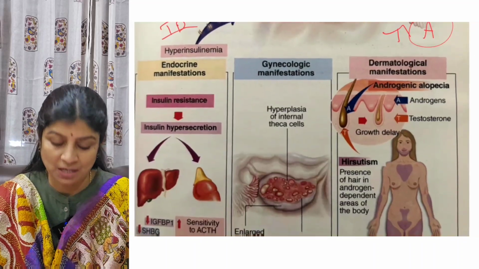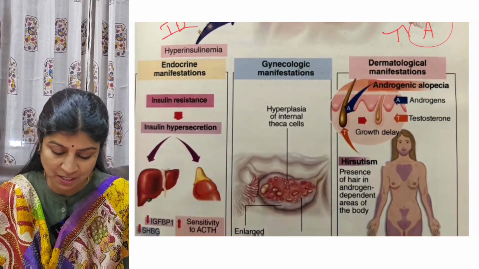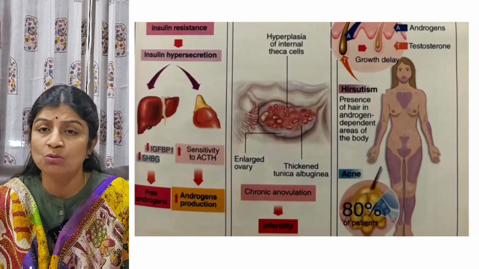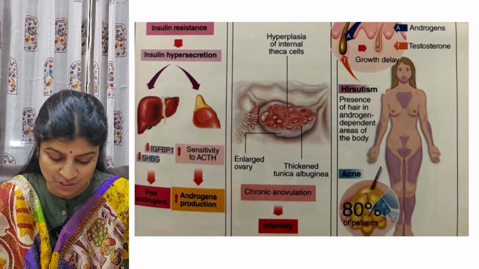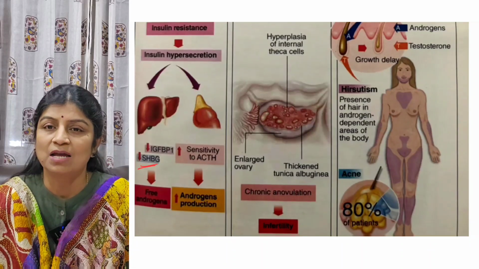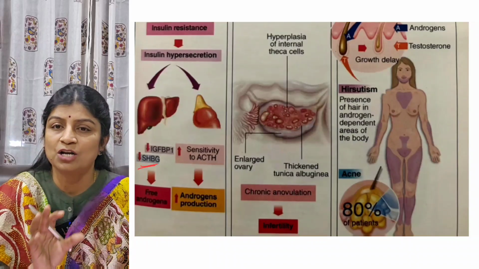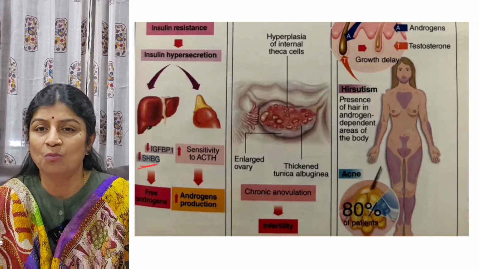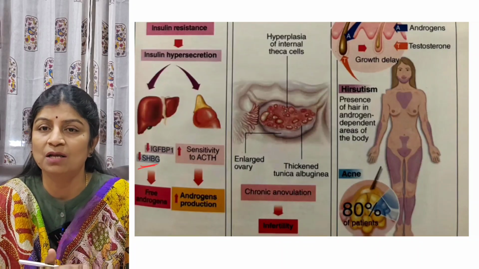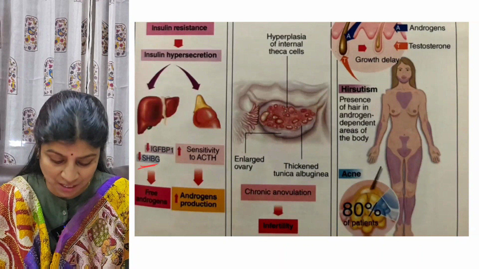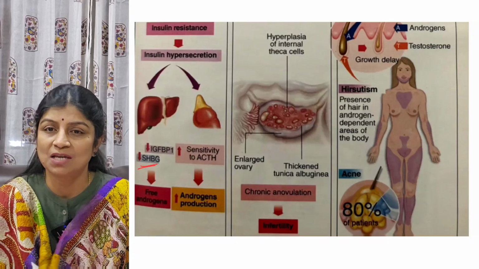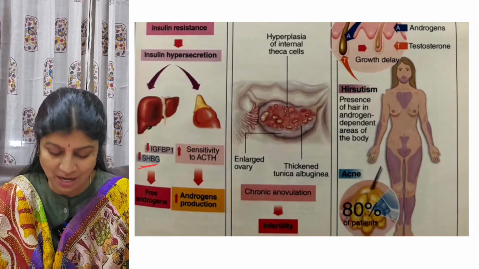Initially, there will be insulin resistance and insulin hypersecretion. This insulin increases the androgens by reducing the SHBG. What is SHBG? It is the sex hormone binding globulin, and its production is reduced. Normally the ratio of the binding globulin to the hormone is 1:1, but here the SHBG, the globular protein which binds to testosterone, is reduced. That is one more mechanism that we see in PCOS which increases the free androgens.